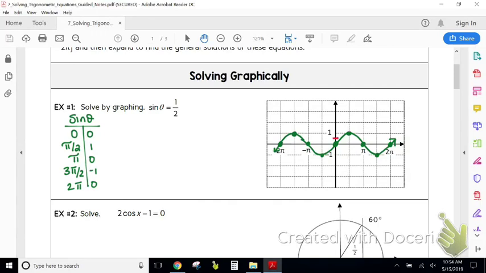Alright, and then we're looking for where y equals 1/2. So we can graph that. It's just a horizontal line halfway between 0 and 1 there.